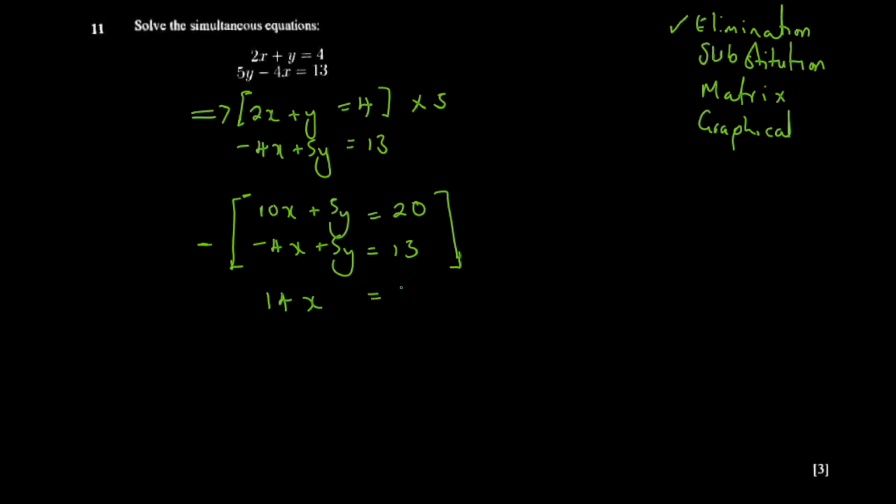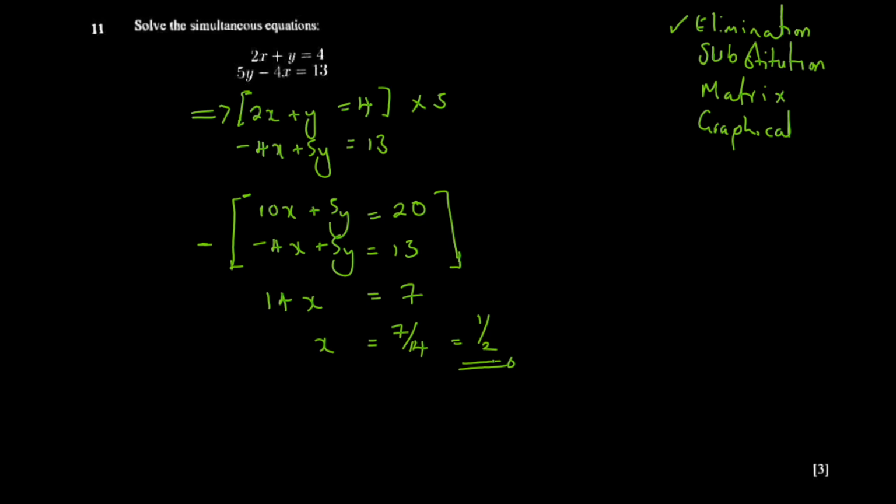Great. So here we divide both sides by 14 to get x. You get x equal to 7 over 14. 7 over 14 is equal to 1 over 2, exactly like this.